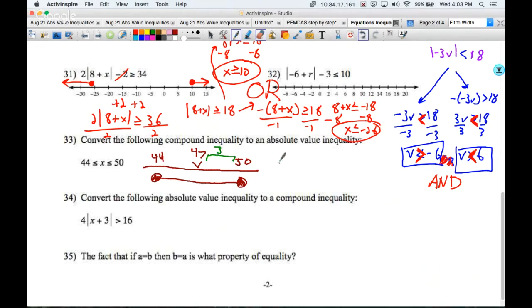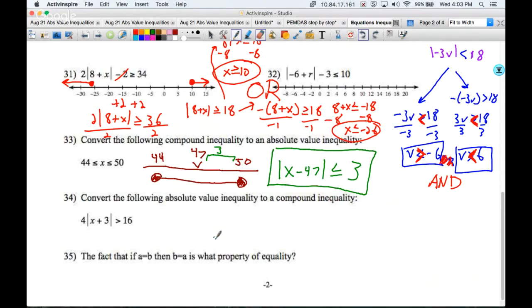So here's how we do it. We always do x minus our midpoint inside absolute value brackets. If it's an interval like this, it's going to be less than. The endpoints are closed, so we make it an or equal to. Then we put the tolerance over on the other side. The absolute value of x minus 47 is less than or equal to 3.